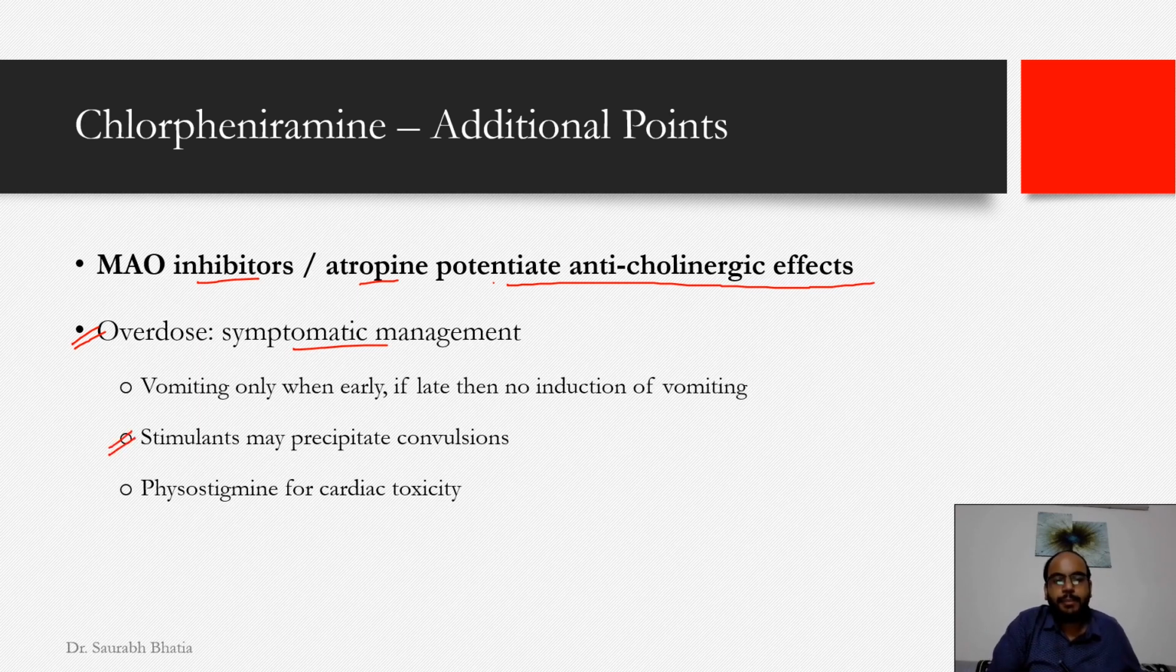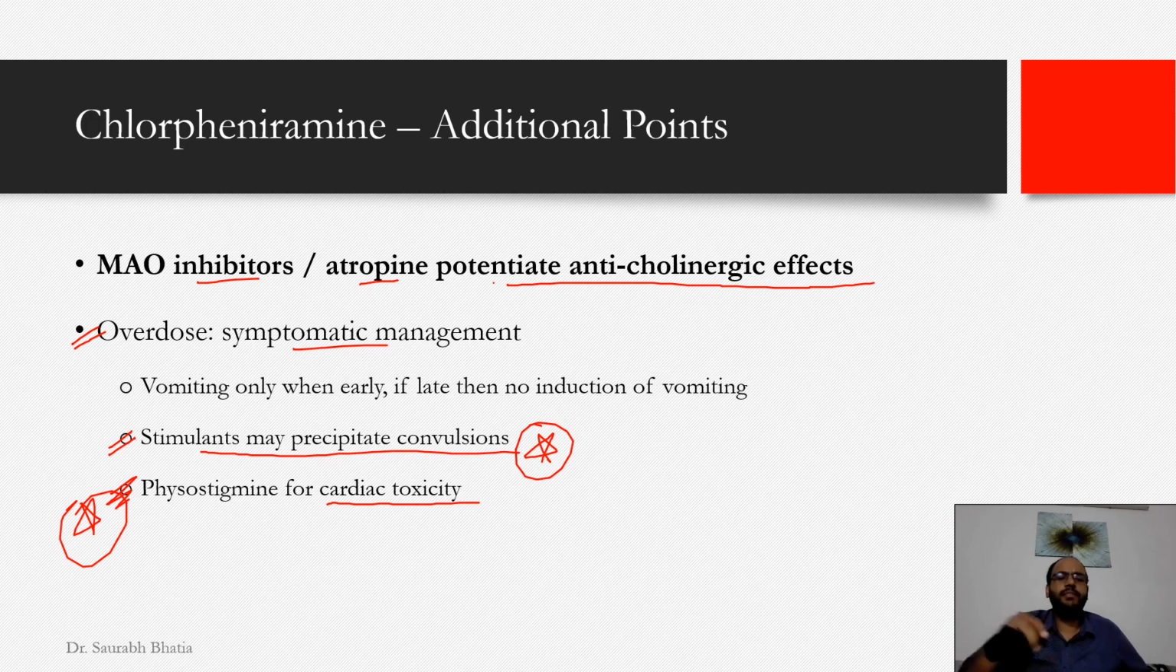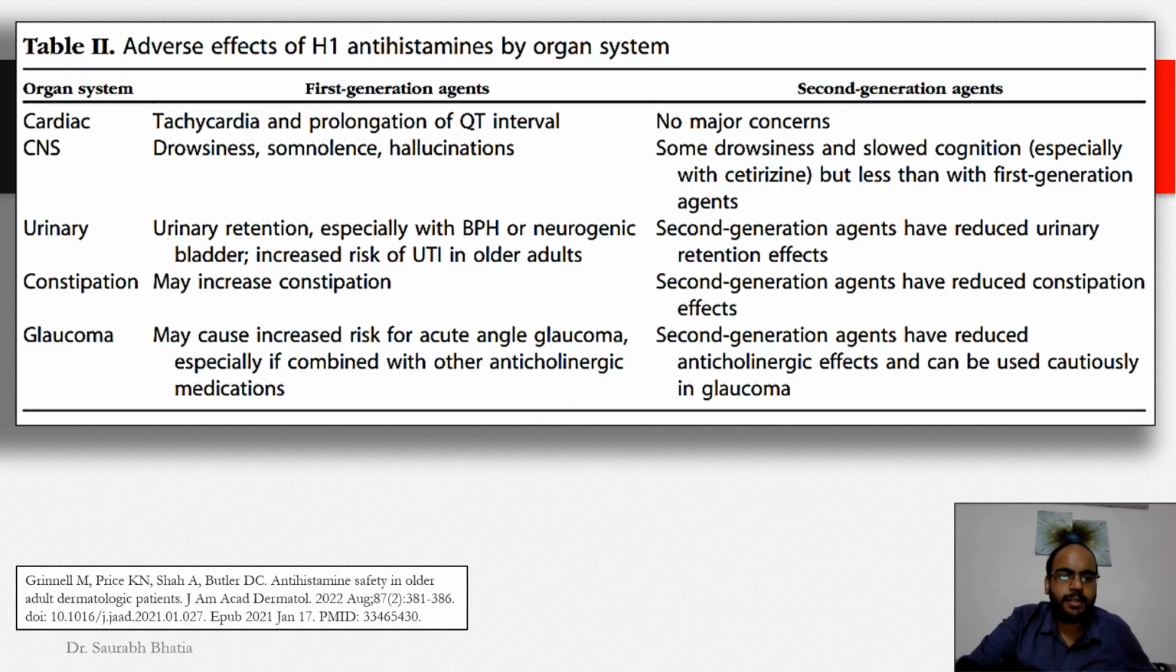Stimulants can precipitate convulsions, so do not give any stimulatory drug. If you give stimulants while the patient is suffering from chlorpheniramine overdosage, it can lead to convulsions. If there's increased cardiotoxicity or any arrhythmias which is happening because of chlorpheniramine, physostigmine is the drug of choice. So that is just a mention. I don't think we'll ever require this information, but I've mentioned it.